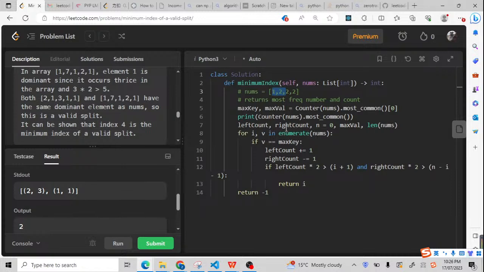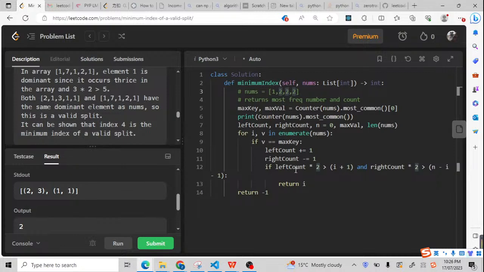After initializing the left count, right count and n, we can just use the for loop to check. What I need to check is only this value v. If v equals max k, which means number 2, then I will add 1 to the left count and subtract 1 from the right count. For example, when it goes to here, this is the left side and this is the right side. The left count equals 2 and the right count equals 1, because from the right side there is only 1, and on the left side there are only two 2s.